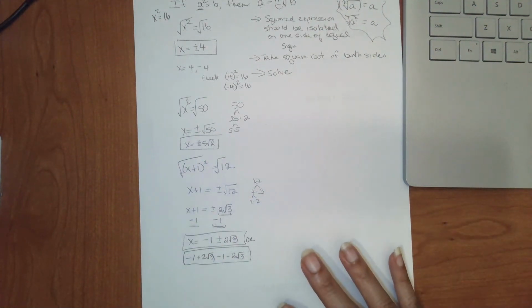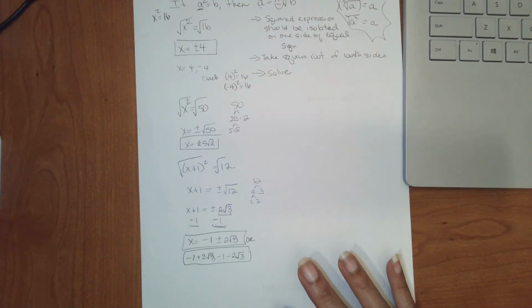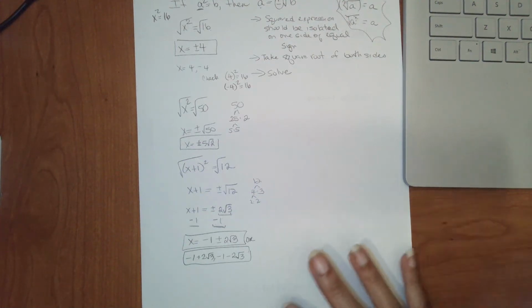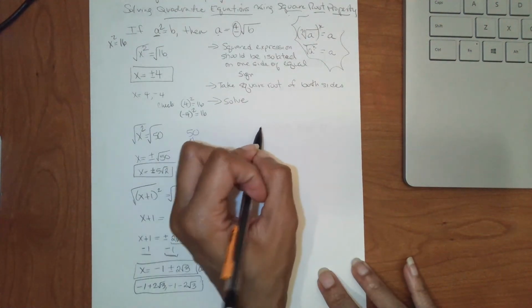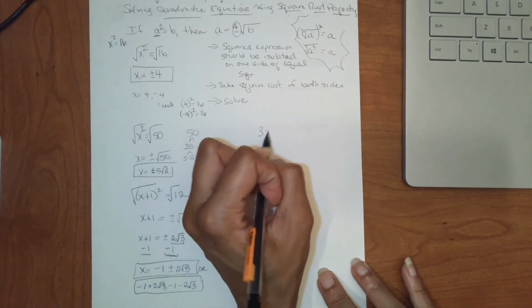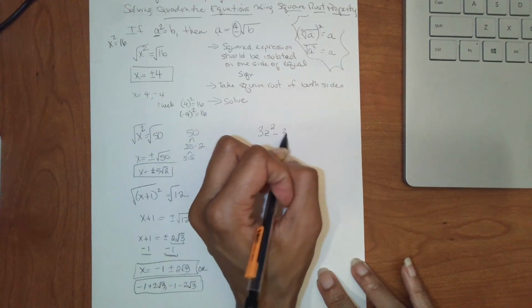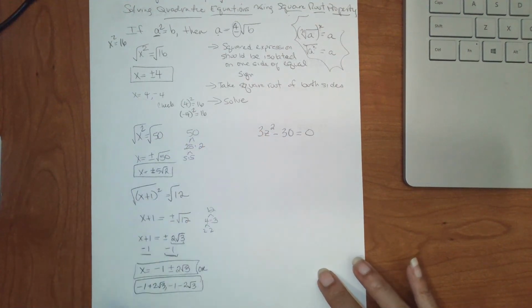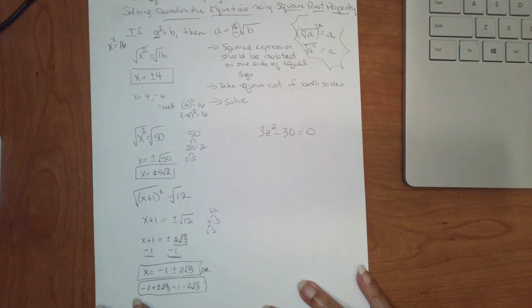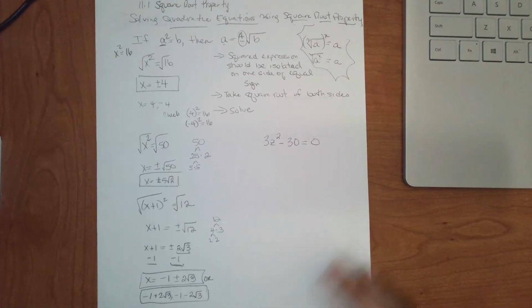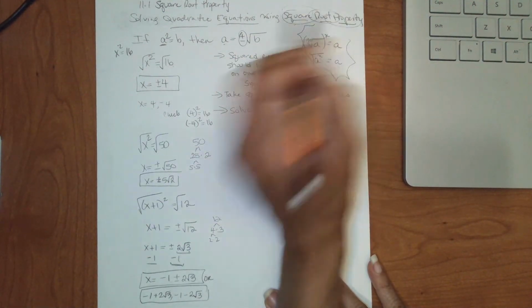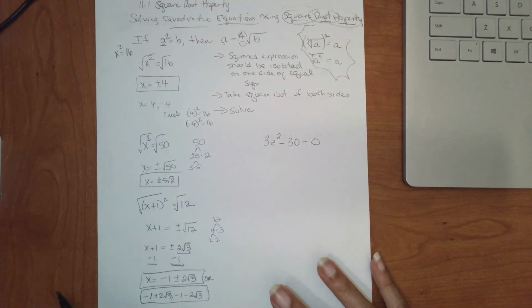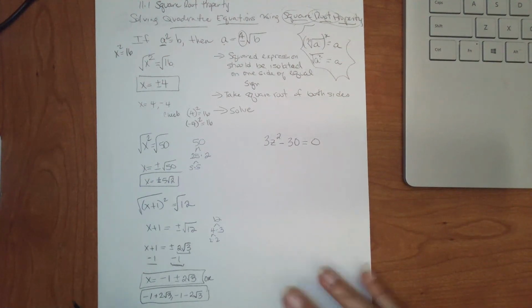All right, let's look at another problem. So let's say we had 3z squared minus 30 equals 0. We could solve this using our rules from the previous chapter, or we can use the square root property, following directions. So you have to make sure you follow directions. Solve using the square root property.